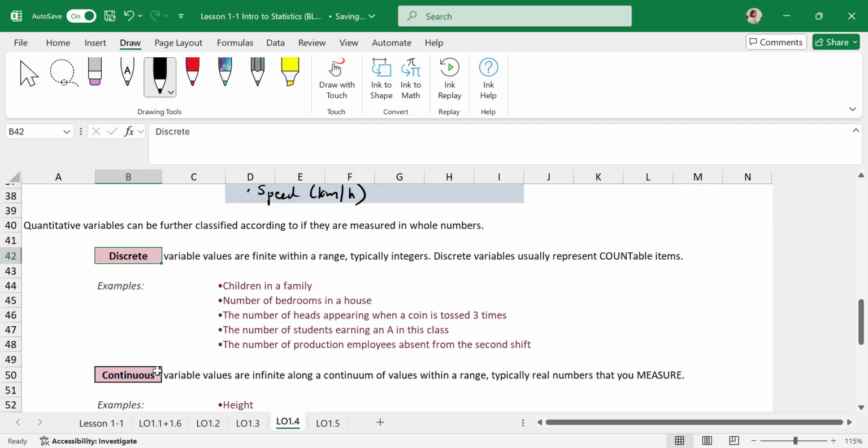So both discrete and continuous are quantitative. They're measured numbers, but discrete is an integer. That means it's a whole number, something you can count, whereas continuous can have decimals. It's something that you measure.